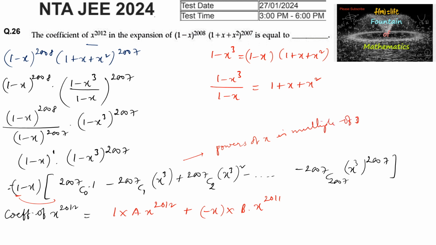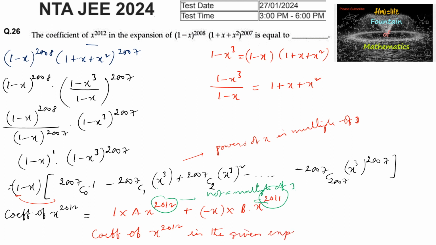So that we cannot find 2012. 2012 is not a multiple of 3, and 2011 is also not a multiple of 3. These both are not multiples of 3, and hence we will not find either x to the power 2012 or x to the power 2011 in this expansion. Hence we can say that the coefficient of x to the power 2012 in the given expansion will be 0, since there are no such terms.